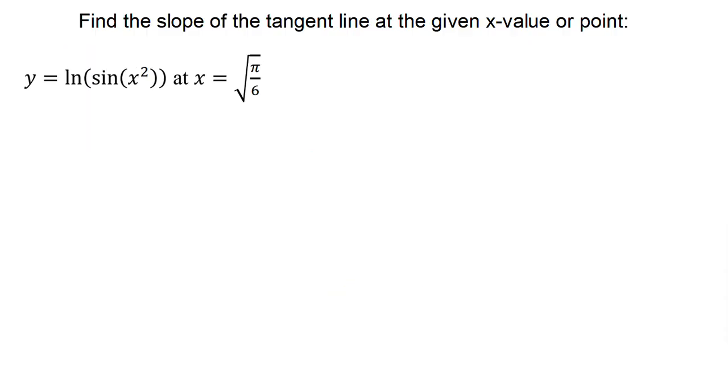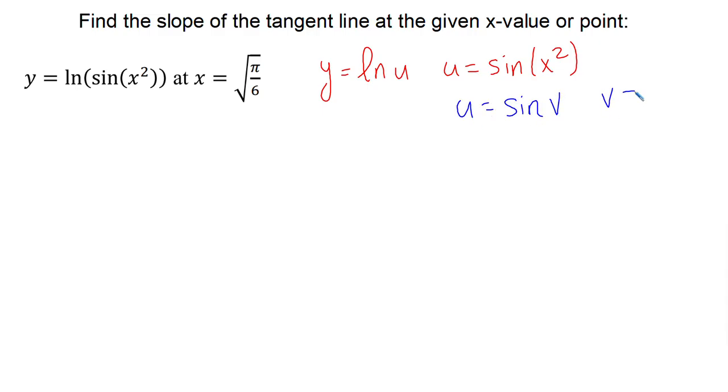All right, halfway there. For our next one here, we've got the natural log of the sine of x squared. We're going to evaluate it at x equals root pi over 6. So this is y equals the natural log of a function, where that function is the sine of x squared. So we'll note that the sine of x squared is going to require us to use the chain rule also. This is u equals the sine of v, where v is equal to x squared.